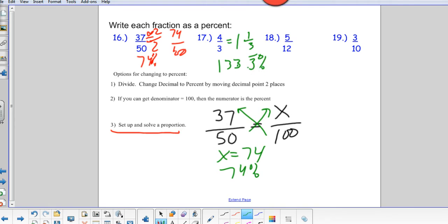5/12, I would probably divide it out. 5 divided by 12 equals 0.416 with a 6 repeating. So this is 41.6% repeating. You could say it's 41 2/3% if you want to do it that way. Either one would be good. And 3/10 we can make 30% because it's 30 hundredths.